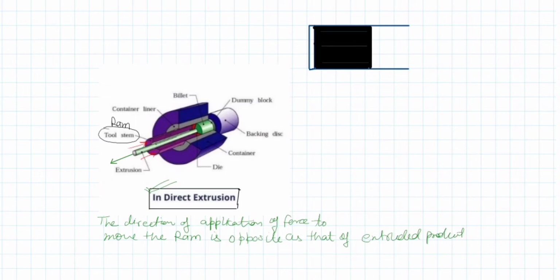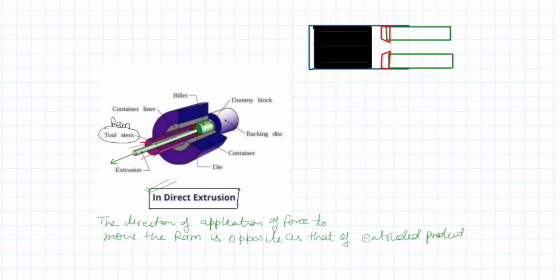Okay, to fix the die in it. So this is the ram here. This is the ram surface, which has a slot in it. And at the end of it we have the die. At one end of it we have the die of the desired shape. So this is the die fixed here.